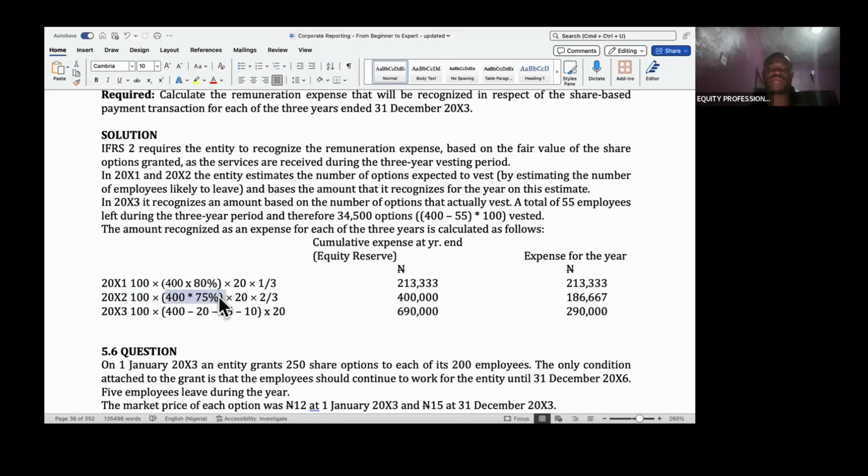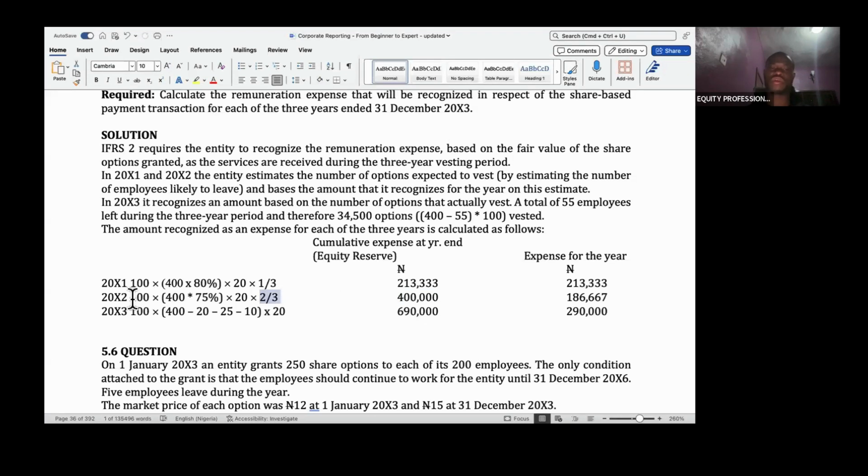So now in 2002, we are giving each of those employees 100 options, and we are estimating that 75% of our employees will not leave, will vest. Which is 300, like you have rightly told me. Then you measure it at the fair value of the option at the grant date. This one does not change. So in year two, you do cumulative, so that when you look at the reserve, you are seeing what the employees have accumulated for themselves for the 2 years. And that's why we are doing 2/3.